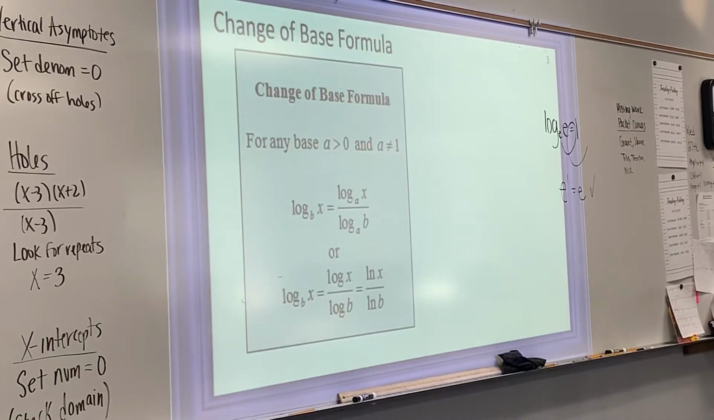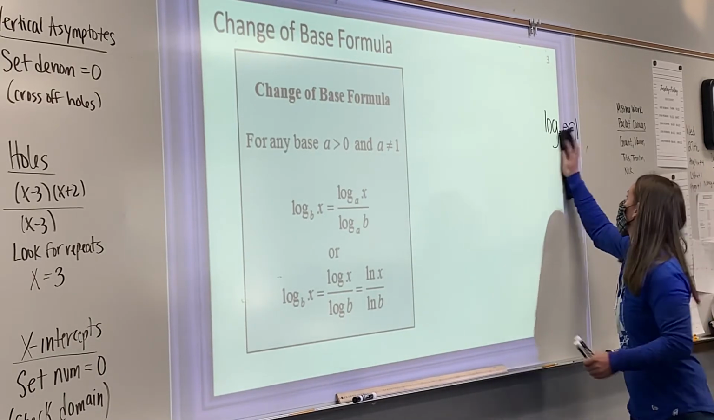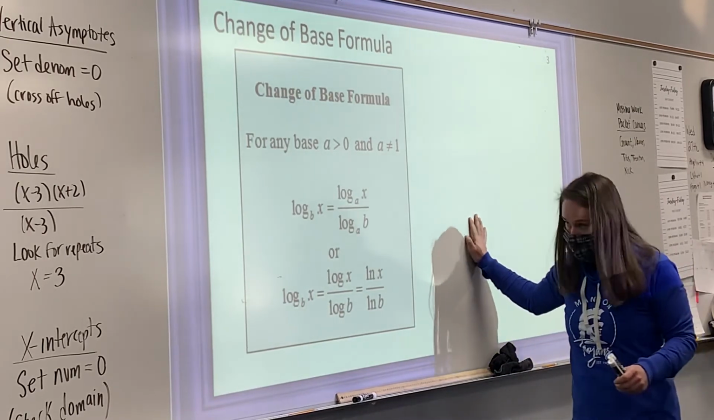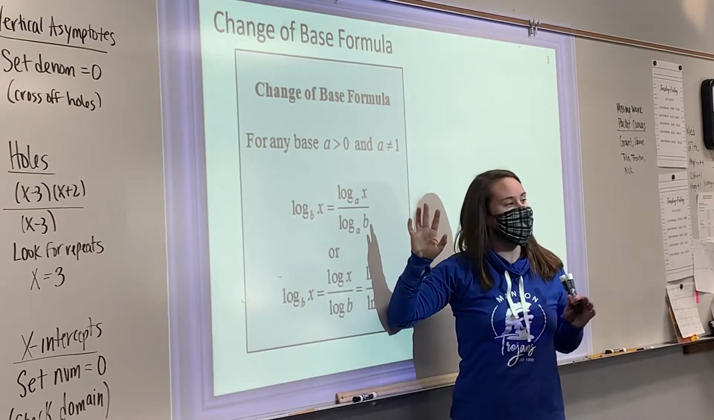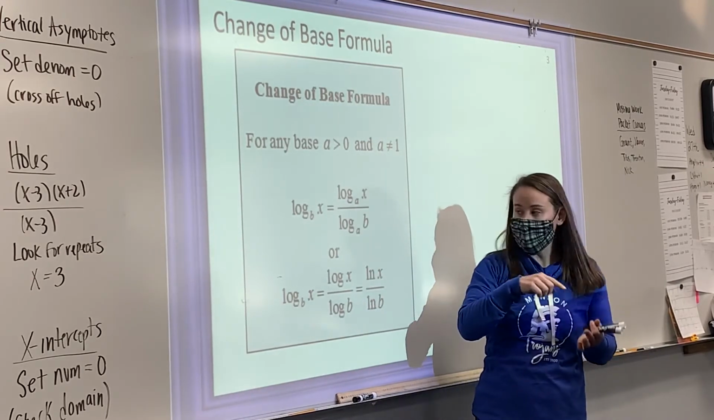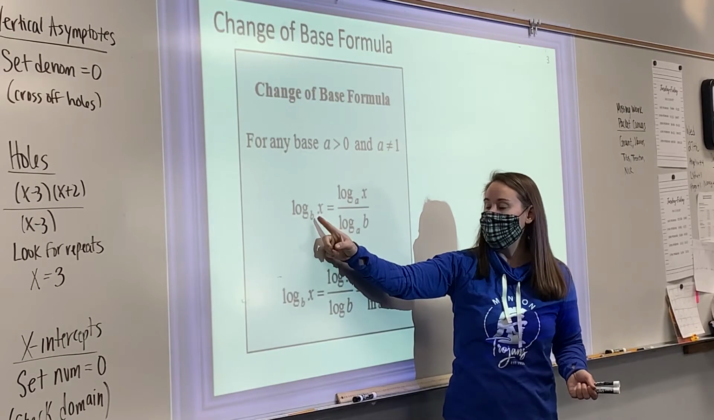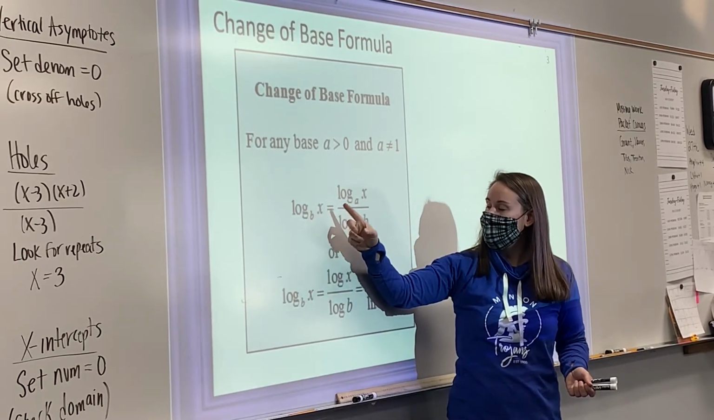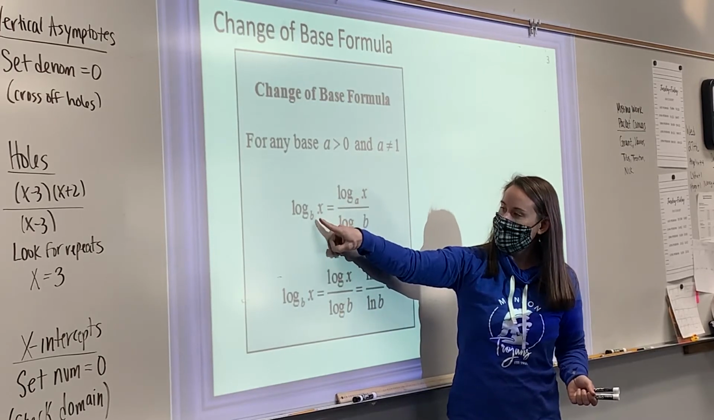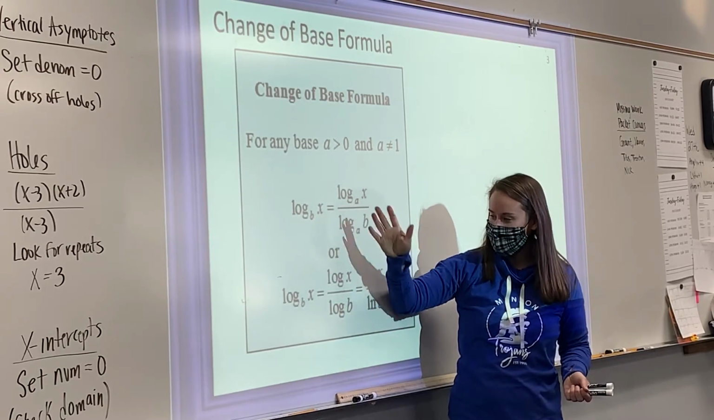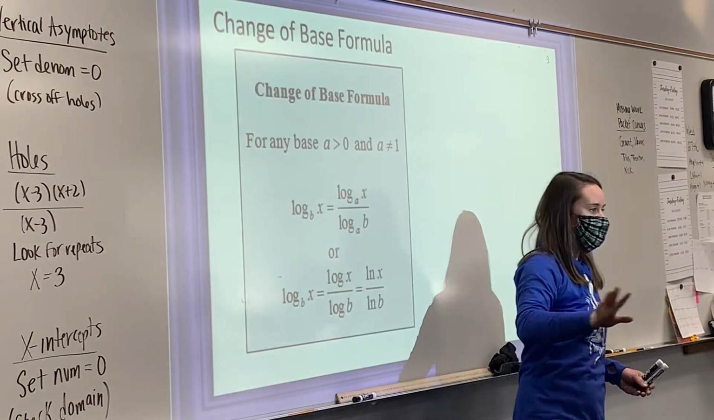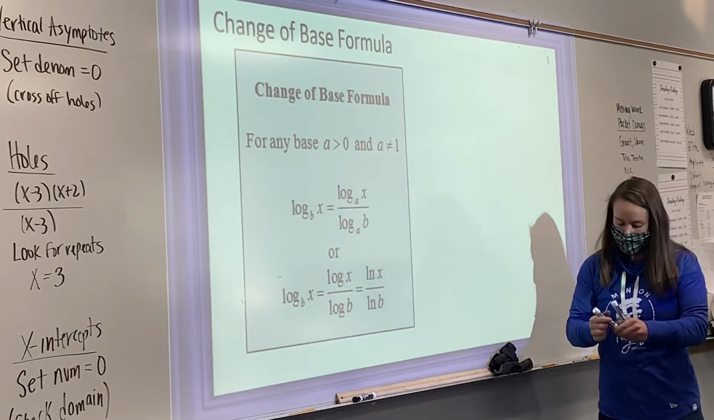Last topic today is called the change of base formula. So for the change of base formula, you cannot do anything on your calculator just from the first screen if it's not a base 10. So we can take any log with any base, and we can do log of this thing divided by log of that thing, and it gives us our answer. This is so confusing. This is the formula. Let me give you actual numbers.